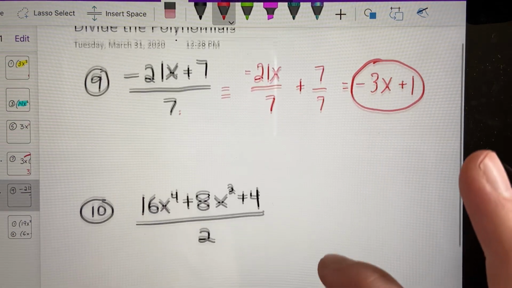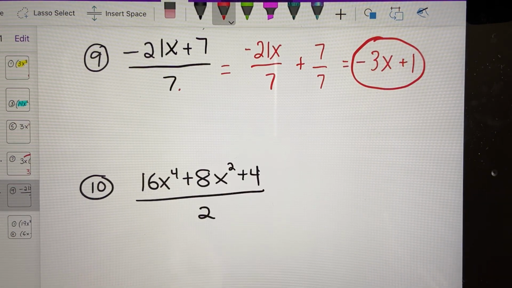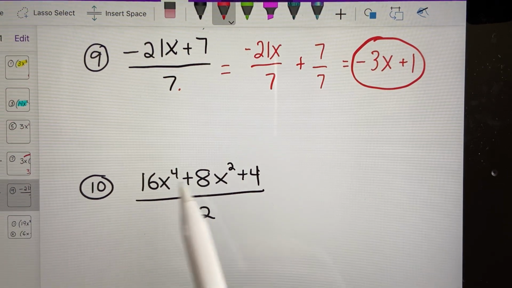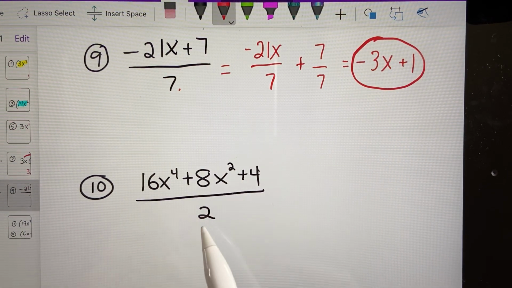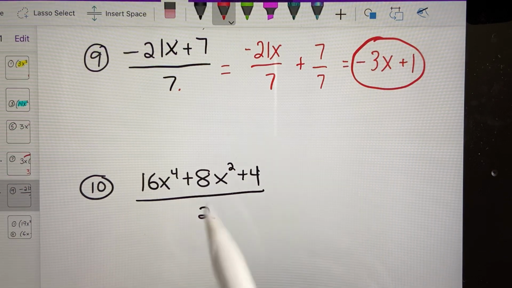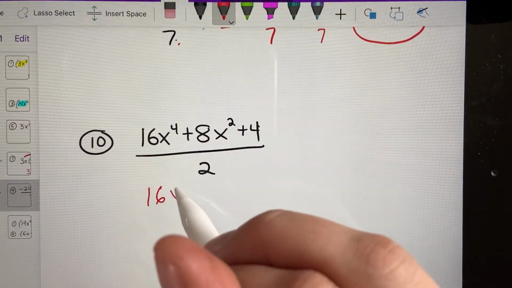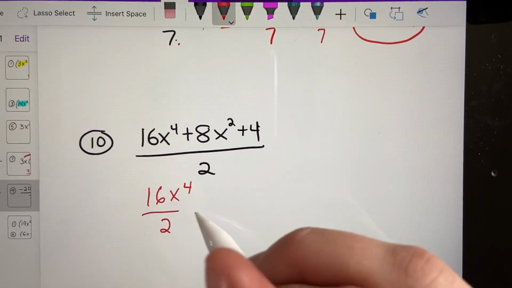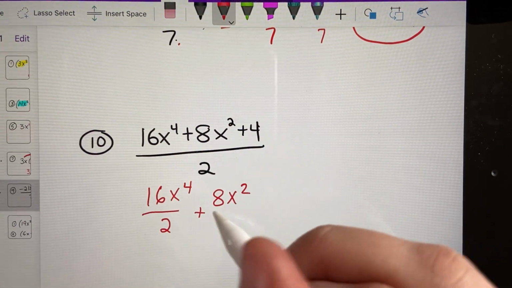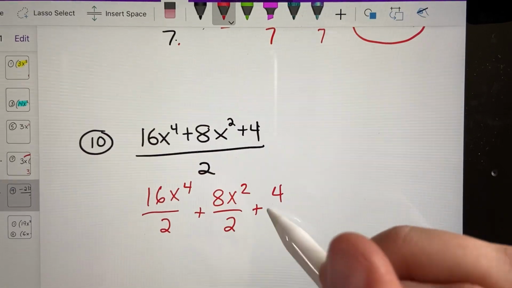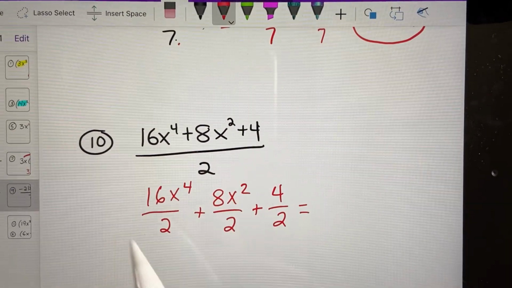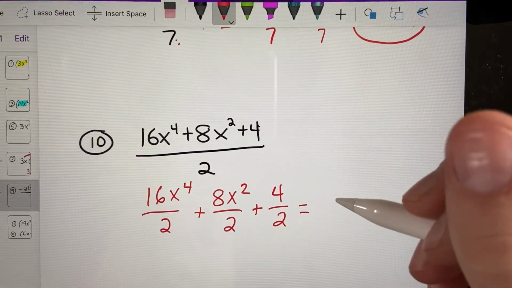And then finally for this last one, same thing, just split it up into 3 different parts because I have 3 terms on the top. So each part gets divided by that 2. It'll look like this, 16x to the fourth over 2 plus 8x squared over 2 plus 4 over 2. Okay, so basically you just have to divide each part and we're done.